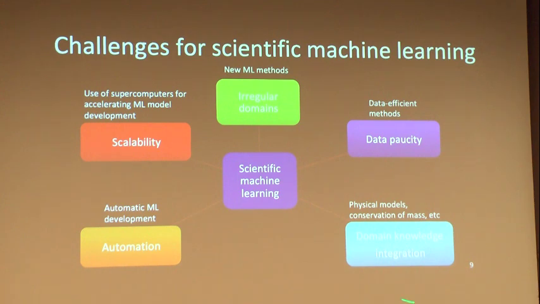Then there are physical models and domain constraints. We need to make sure the model that we build is robust enough, how to incorporate the knowledge that we already have, and how to impose physical constraints, and so on and so forth.